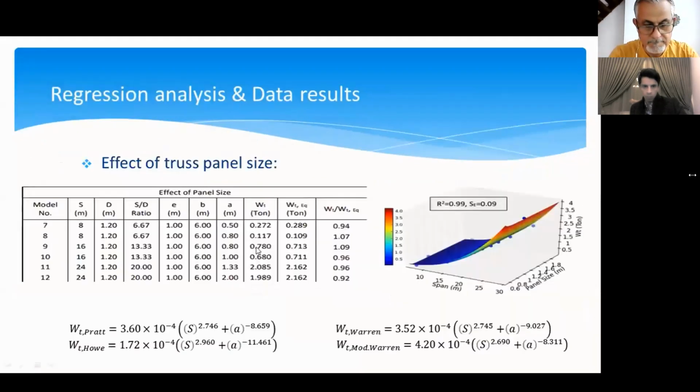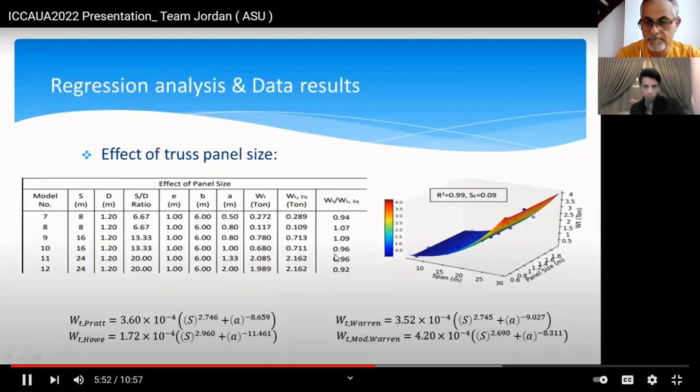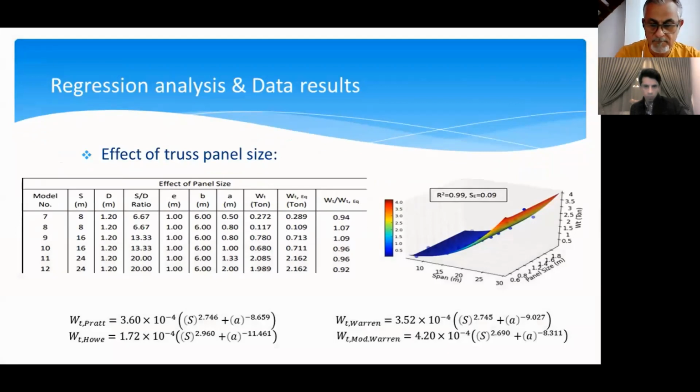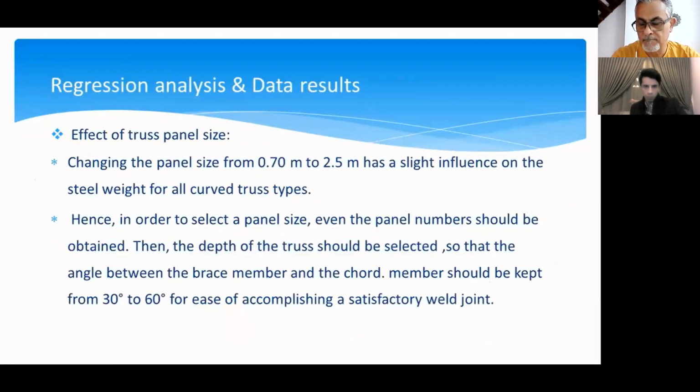Regression analysis and data results: effect of truss panel size. For the panel size, it's just the same as the depth. We found, by the graphical behavior, the equation right here, by substituting the panel size and the span to find the weight of the truss. Here is the effect of truss panel size.